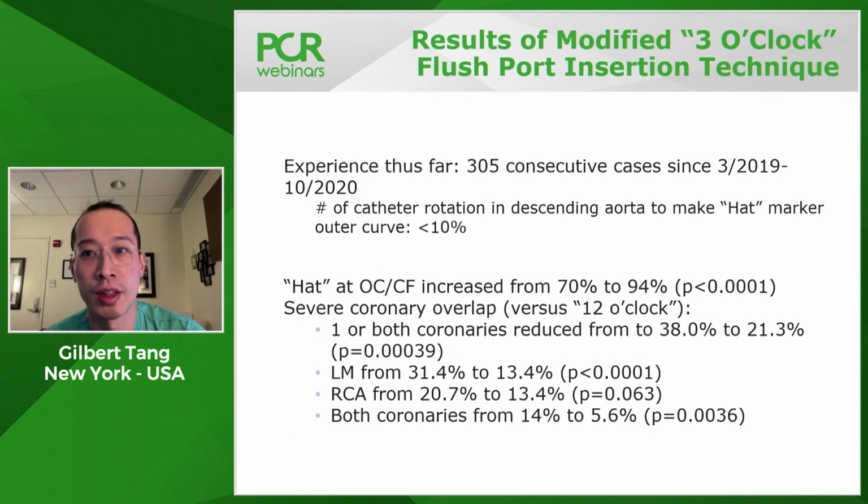So this is the latest data at our own center. We have over 300 consecutive cases now. We started doing this last March. And the number of times that we have to rotate the catheter in the descending aorta is less than 10% of the time. But what we found is we increased the rate of head marker in the outer curve center front from 70% to almost over 94%.